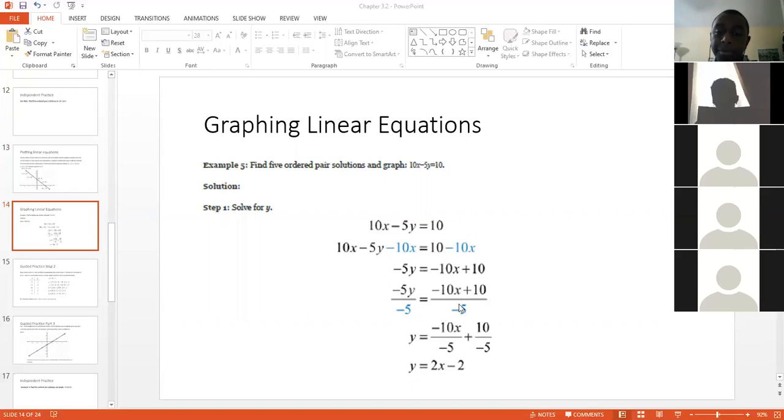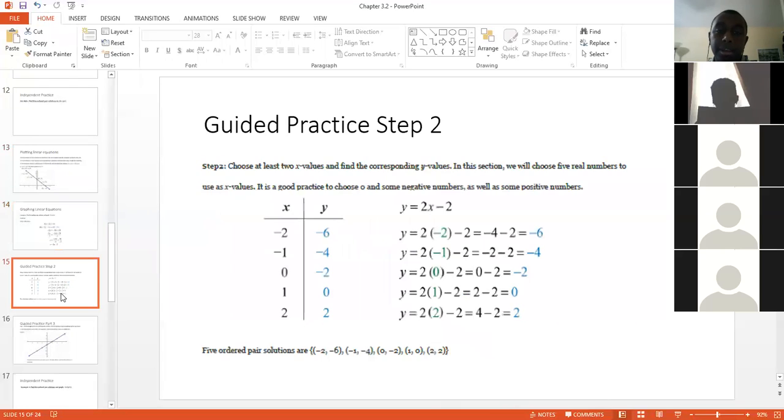Divide negative 5 on both sides. So the negative 5's cancel out. You're left with y equals negative 10x divided by negative 5 plus 10 divided by negative 5. And y equals 2x minus 2. So it is standard form to slope-intercept form. We've done this before.